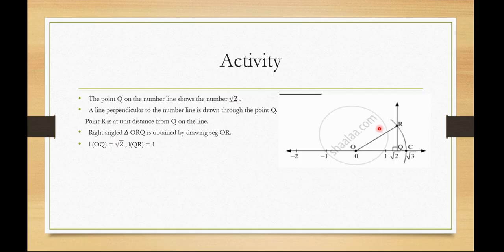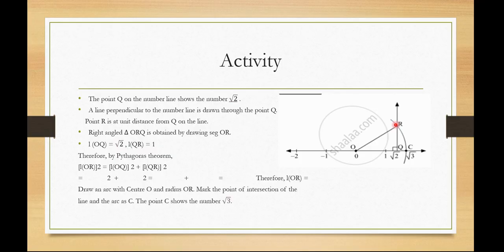First, line OQ is equal to root 2 and line QR is 1 cm. Therefore, by Pythagoras theorem, line OR square is equal to OQ square plus QR square. In short, that is the Pythagoras theorem we have learned in 7th standard: hypotenuse square is equal to base square plus height square. So these are the boxes as you can see. So I have filled it up.